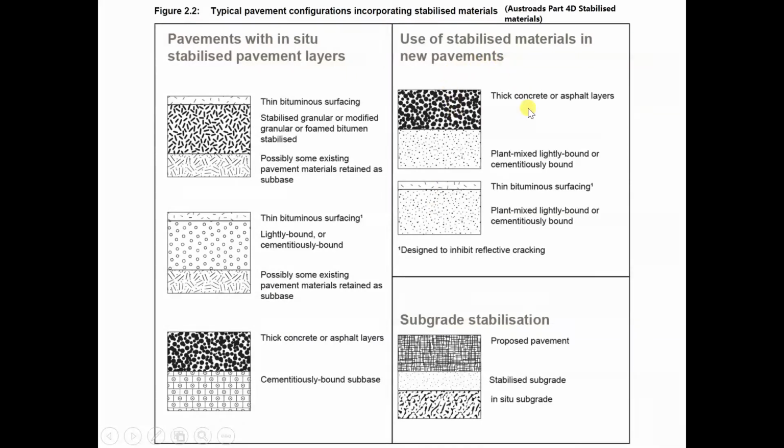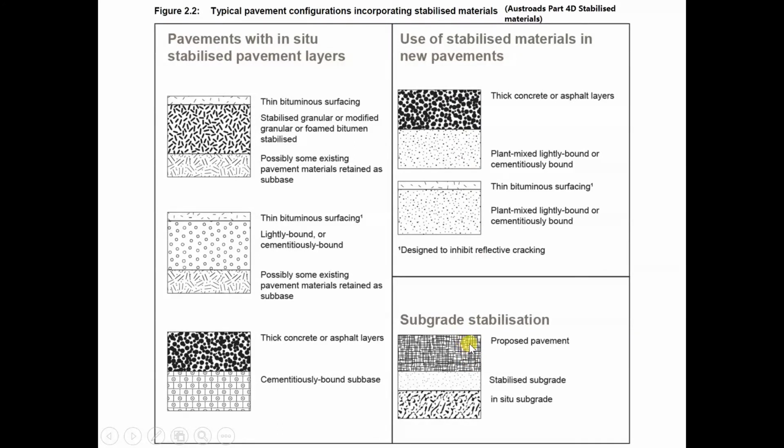It can also be used for new pavement as well. With stabilized material in new pavement, when they're doing the new pavement, they can take one layer, let's say the base course, and stabilize it either with cement or with foamed bitumen.